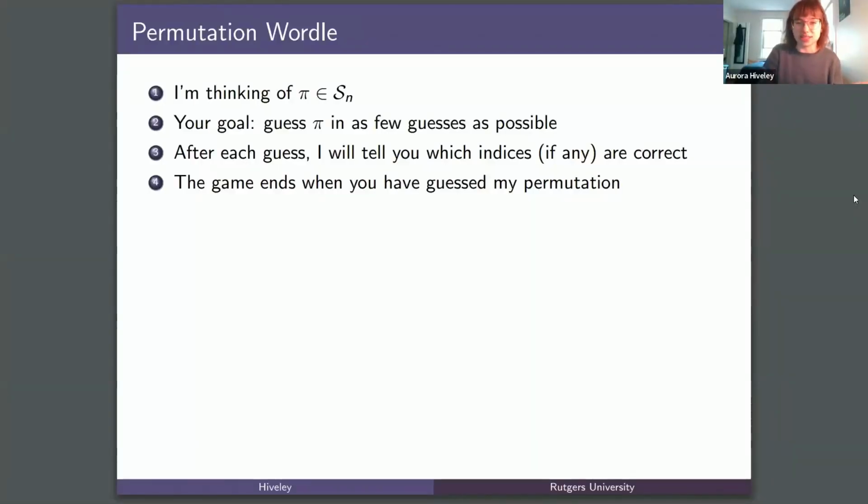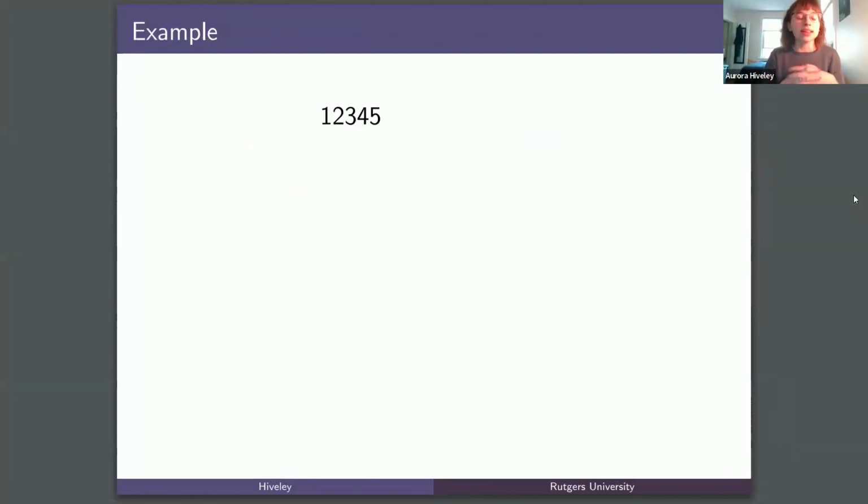So let's see what an example of such a game might look like. Let's say, without loss of generality, your first guess is always going to be the trivial permutation. I haven't given you any more information to go off of, so you might as well keep it simple. So let's say I'm thinking of a permutation of length 5. Your first guess is 1, 2, 3, 4, 5. Keep it simple. I tell you that 2 is correct, but everything else is in the wrong place.